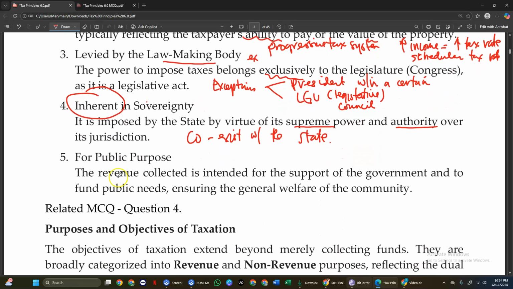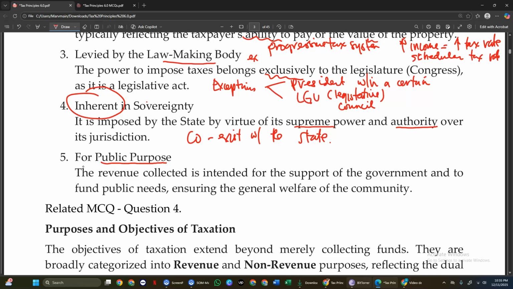And the last is the public purpose. So it's always for the public purpose. When you raise tax, when you collect tax, it's always for the public purpose. So this particular element is really useful in deciding whether a particular tax law is valid or invalid. Because again, according to the inherent powers, number one, it is for public purpose.